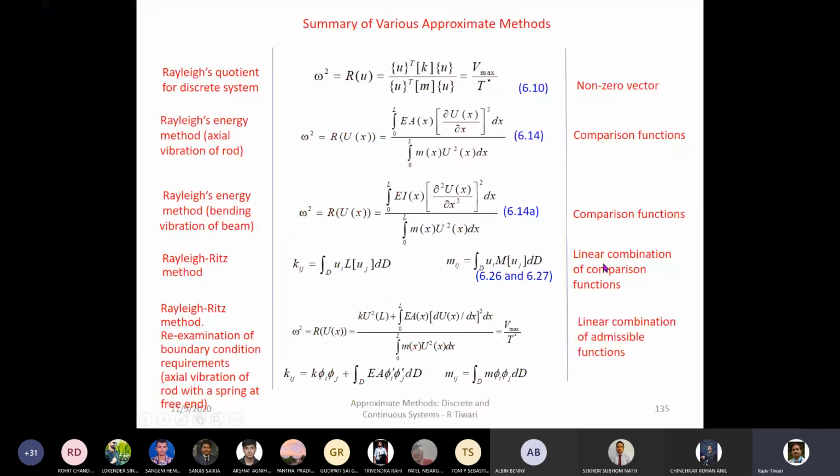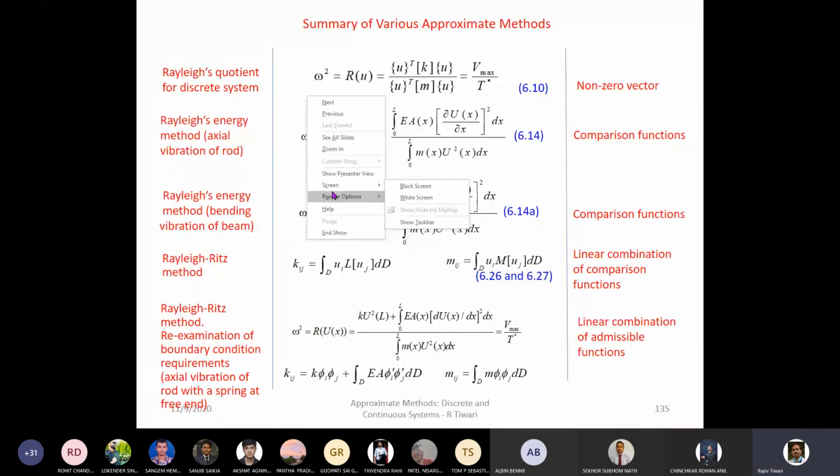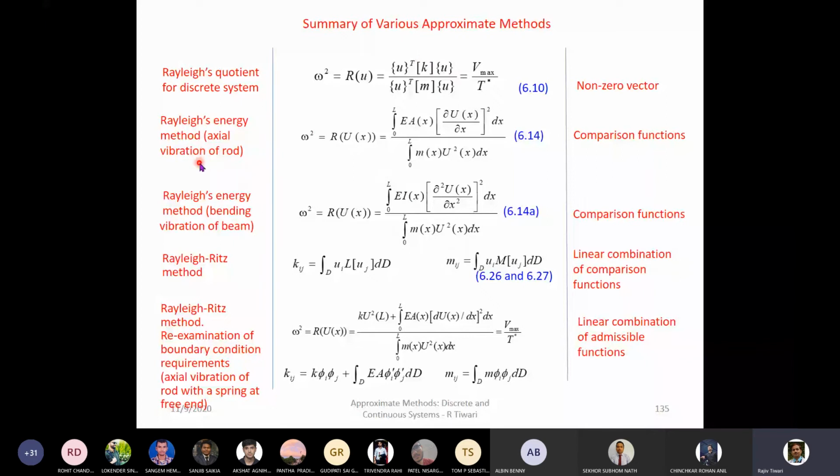So this is for the discrete system, the first one. This we already know from the very beginning. This was simple. Then Rayleigh's energy method for the axial rod case. So Rayleigh's quotient. This is the energy method for the axial rod case.